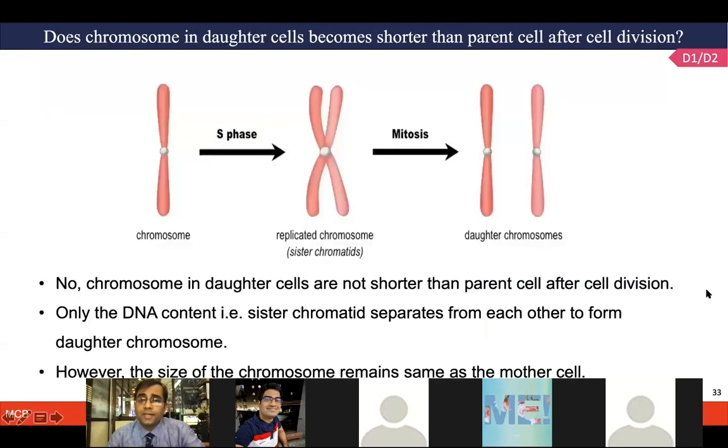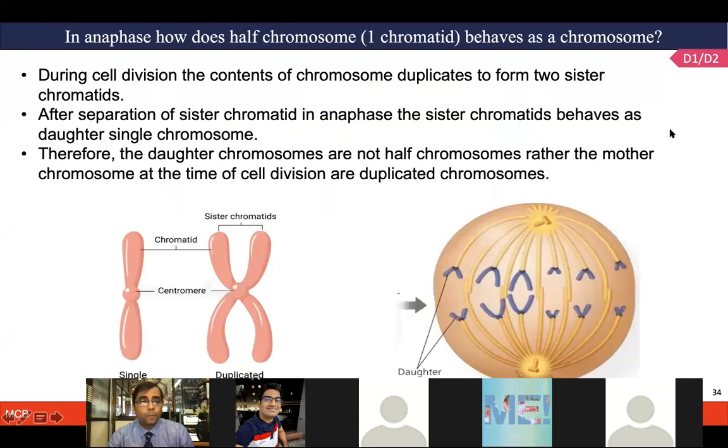Do chromosomes in the daughter cell become shorter than in the parent cell after cell division? No, chromosomes in the daughter cells are not shorter after cell division, because the DNA contents, which are now the sister chromatids, get separated from each other and form the daughter chromosomes. So they are going to be exactly the same as in the mother cell.